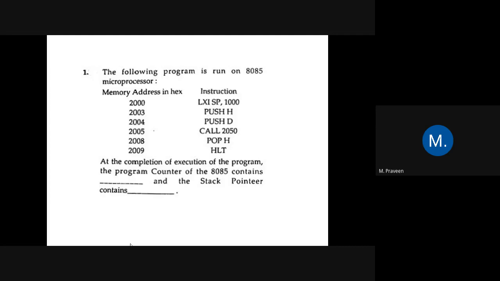We have five instructions: LXI, PUSH H, PUSH D, then the CALL instruction and POP H. I think you can easily say what the address of the program counter is. Can anyone guess the address for the program counter?